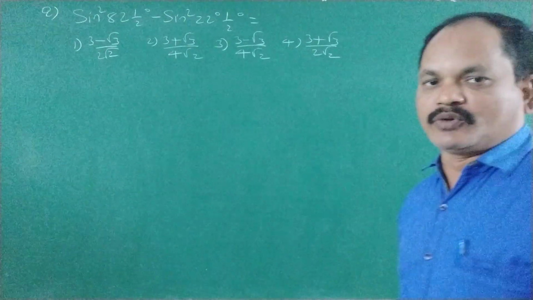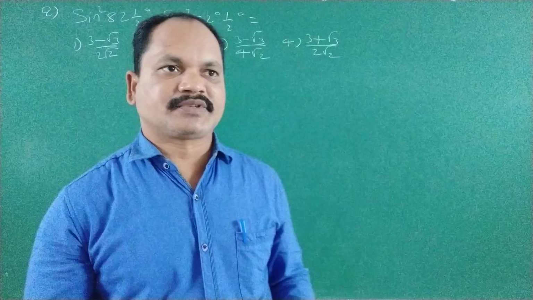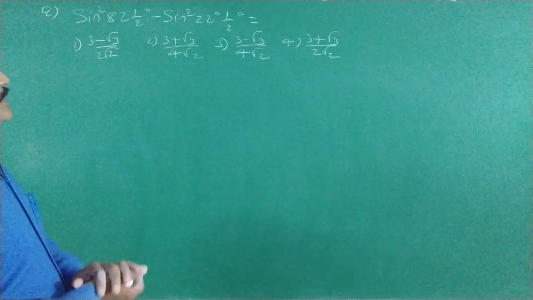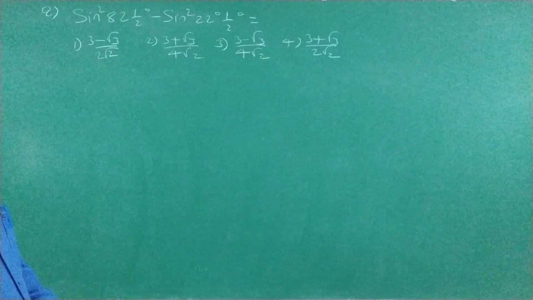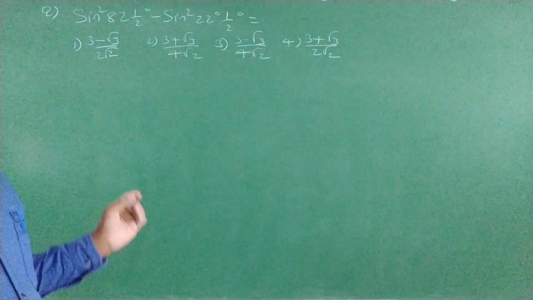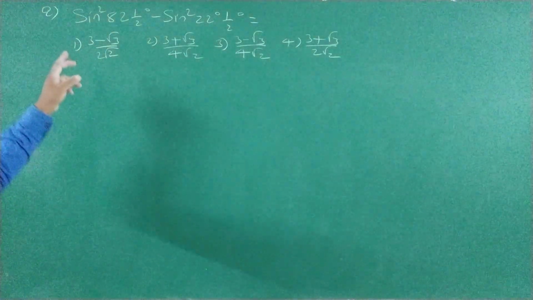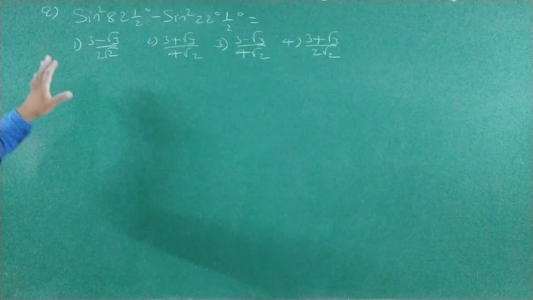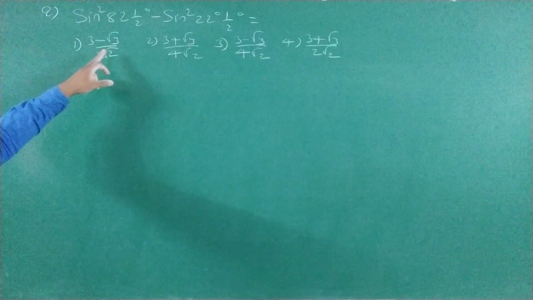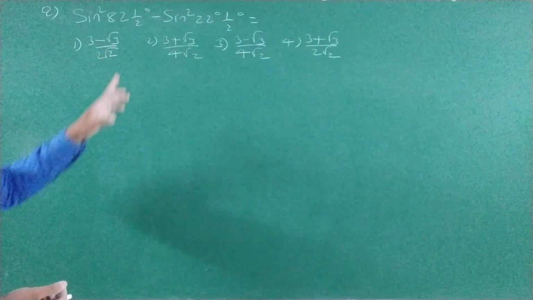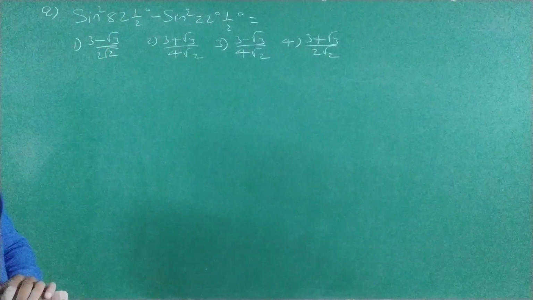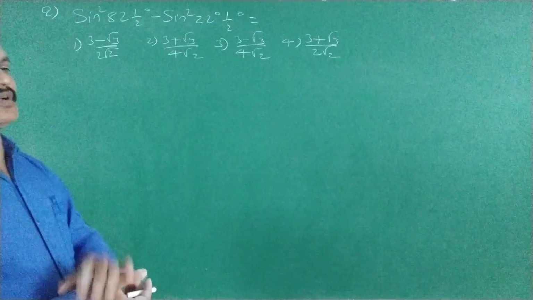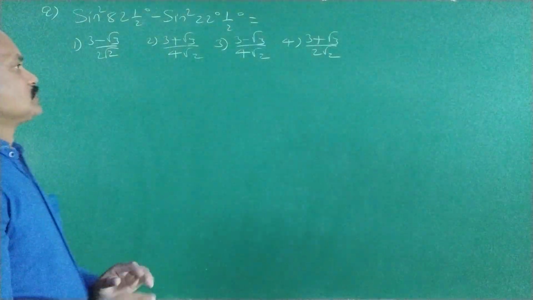Now we are going to one more question depending upon the concept: sine square 82.5 degrees minus sine square 22.5 degrees is equal to. First option 3 minus root 3 by 2 root 2, second option 3 plus root 3 by 4 root 2, third option 3 minus root 3 by 4 root 2, and fourth option 3 plus root 3 by 2 root 2.